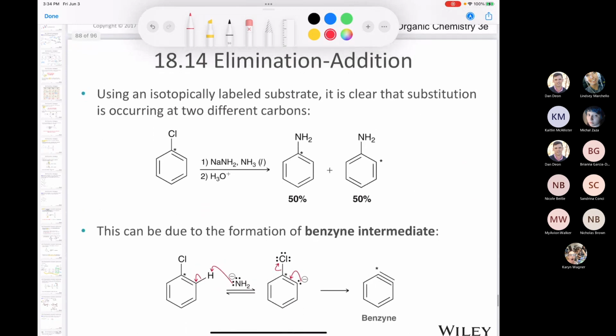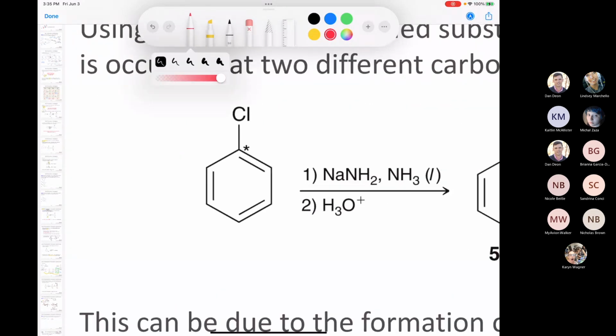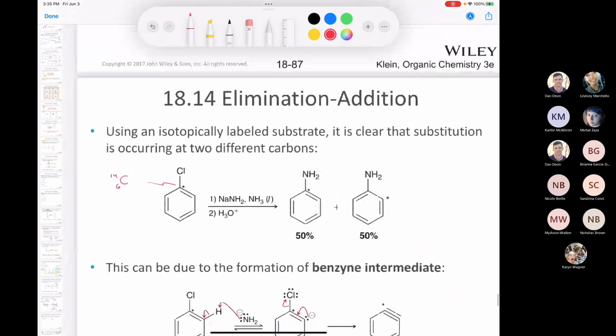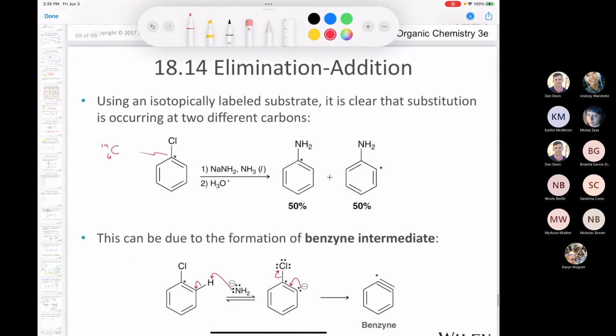So they tried using an isotopically labeled carbon substrate. When we see this little star next to the carbon bearing the chlorine, this star means that it's carbon-14. Carbon-14 is the least abundant isotope of carbon, and that way they can monitor where that carbon is in the final product. They tried the same reaction again, and they found out they get a 50-50 mixture of these two compounds, where you have the radiolabeled carbon-14 next to the nitrogen, or one carbon away. Now, how the heck did that happen?